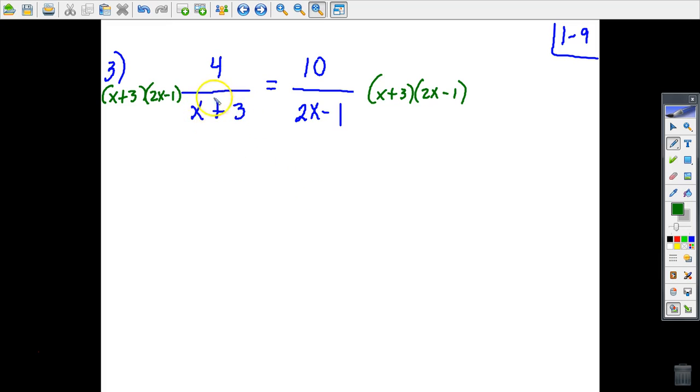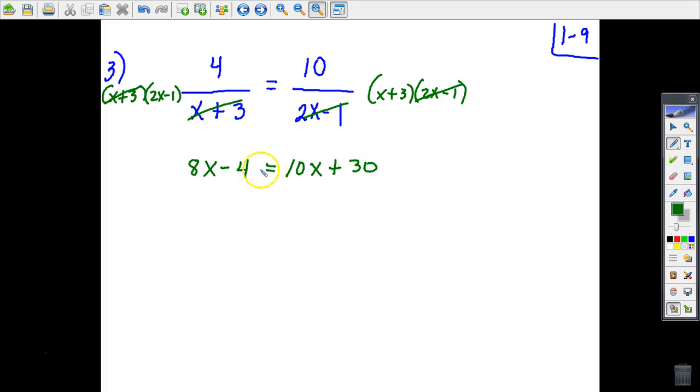If I divide the blue x plus 3 into my common denominator, notice what doesn't cancel. 2x minus 1 doesn't cancel, and that's what multiplies times this numerator. If I multiply 2x minus 1 times 4, I get 8x minus 4. On the right side, if I divide the blue into the green LCD, the 2x minus 1's cancel, leaving x plus 3 to multiply times 10. That's 10x plus 30. And I've cleared the denominators.